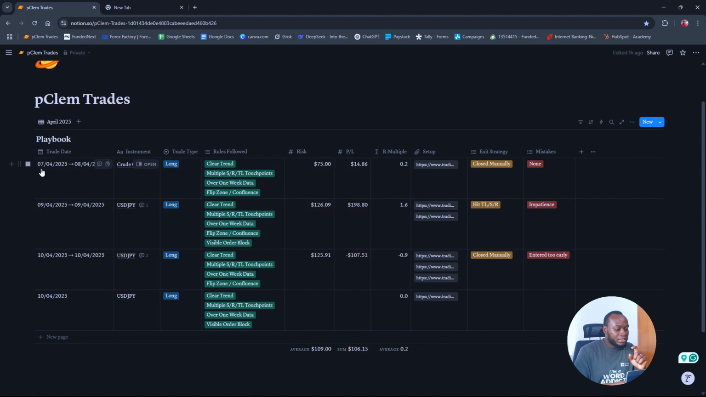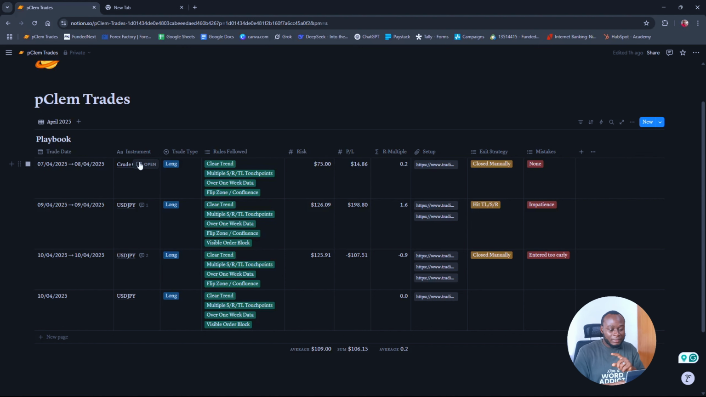The first one, I picked this on the 7th of April and closed it the following day. It was a buy trade, and I saw a clear trend. There were multiple support and resistance or trend line touch points, and there was over a week of data, and there was a confluence. I said flip zone or confluence, but this one was a confluence. I was risking $75. I was supposed to make about $400 or $500.